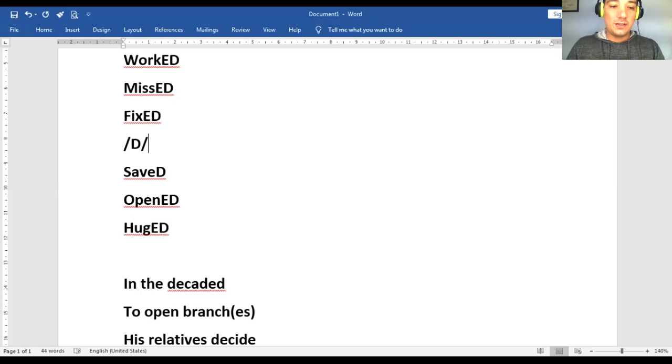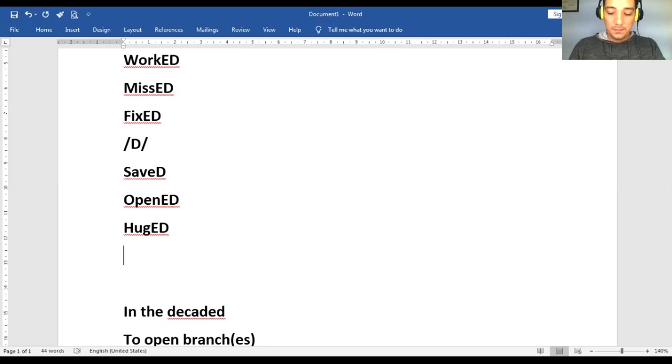Let's look at this example closely. Here we have to double the g. In this case, there is vibration. Let's look at the base verb. Listen and look: save. There is vibration. If you put your hand on your throat, there is vibration. Hug, hug. There is vibration. So you add the d or the ed and you say saved, opened, hugged. When it's a voiced verb, the last part is voiced, there is a vibration, and it sounds like d.